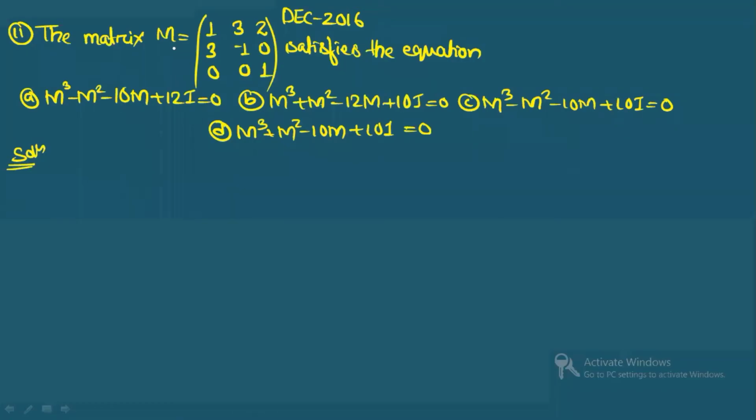So now let's see question number 11. The matrix M equals this satisfies the equation. Out of these 4, which equation does it satisfy? Okay, this matrix M. So this question is from the Cayley-Hamilton theorem.